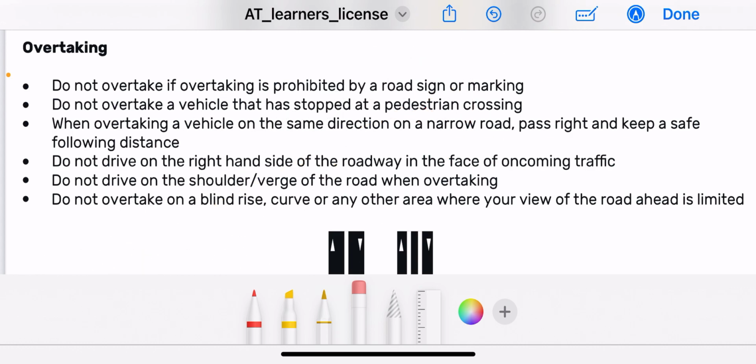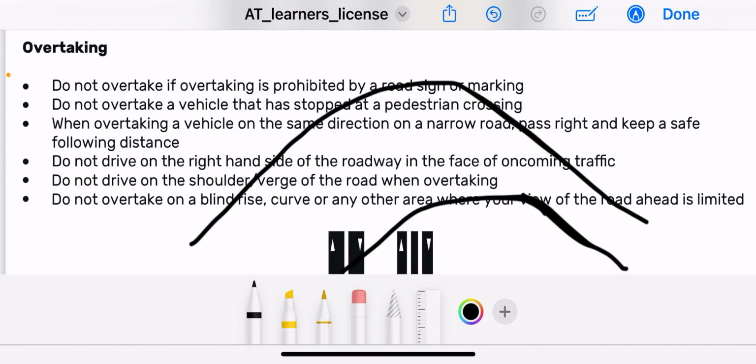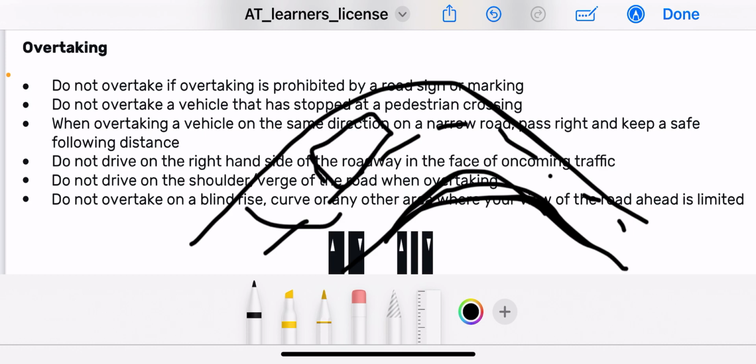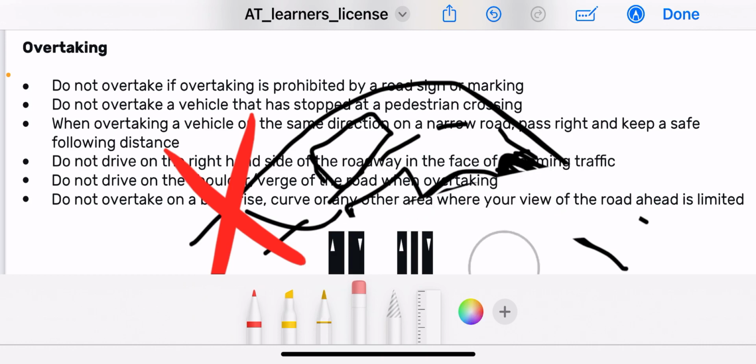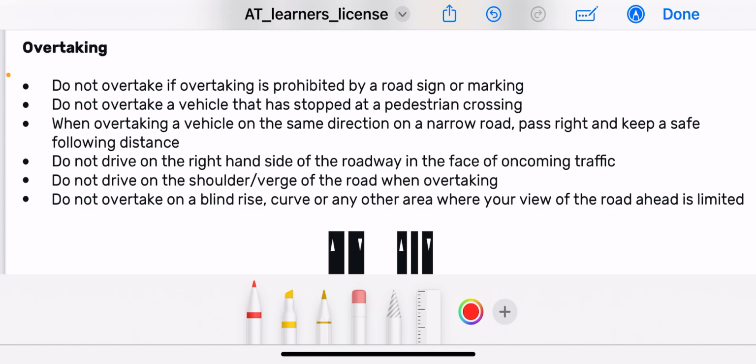Again, do not overtake on a blind rise, curve, or any other area where your view of the road ahead is limited. Blind rise, we're talking about something like this. This is your road, and it goes like this. Let's divide the road. The car is up the hill here, and you decide to overtake here, but you can't see a car here. This is what we call a blind rise. You cannot overtake here because there might be a car here. So this, my friend, is not allowed. You can't overtake on a blind rise, and you also can't overtake on a bend.